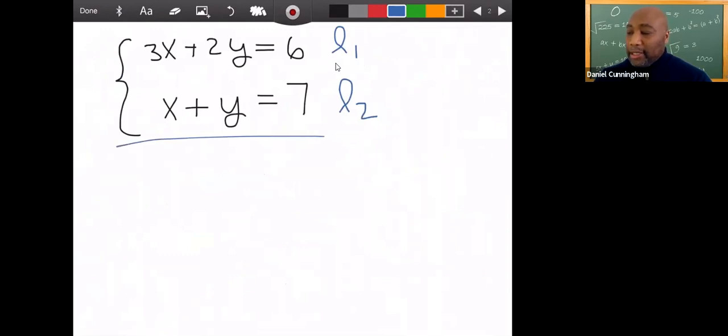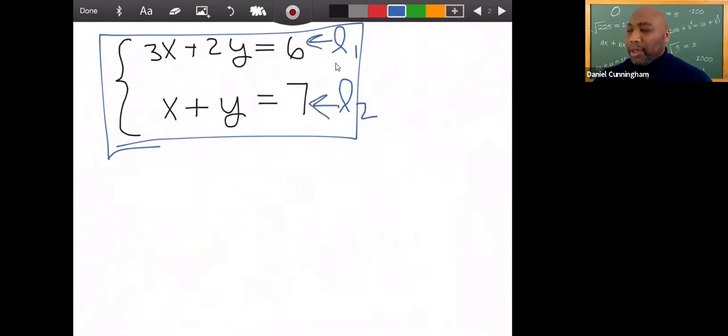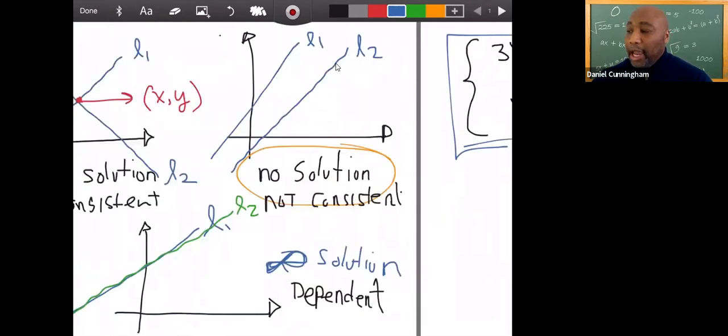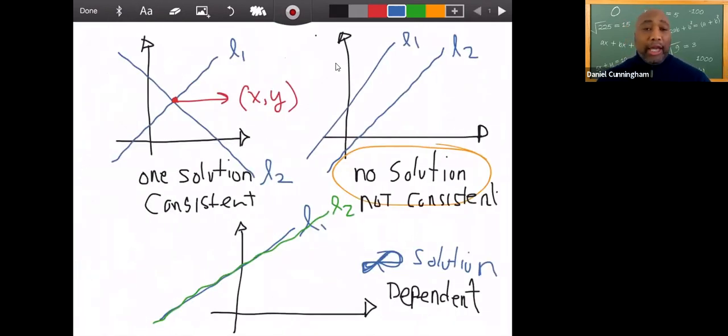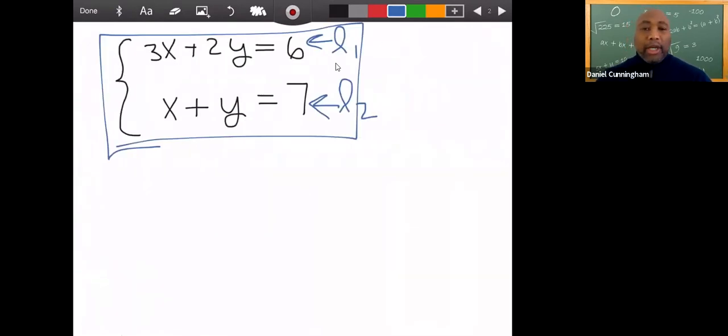So given this system of equations, you decide which one is L1 and L2, then you can use your method of graphing that you learned and that we have in other resources on the Mathlink website to know how to graph these particular equations using the Cartesian coordinate system or the rectangular coordinate system.